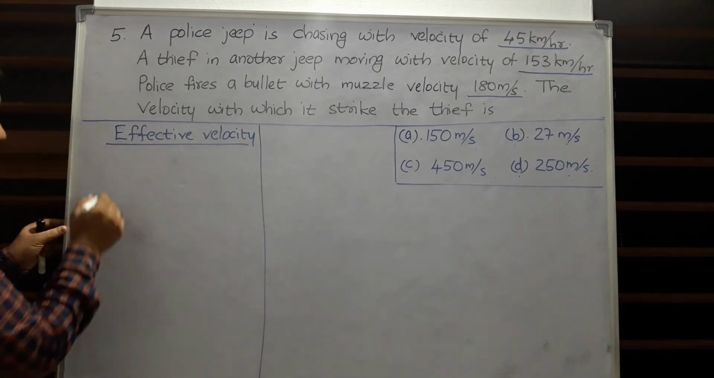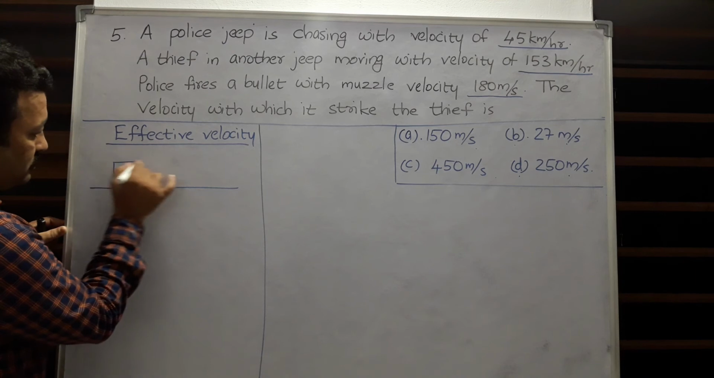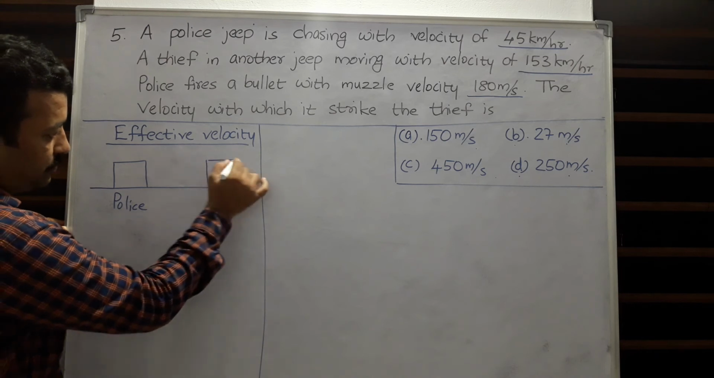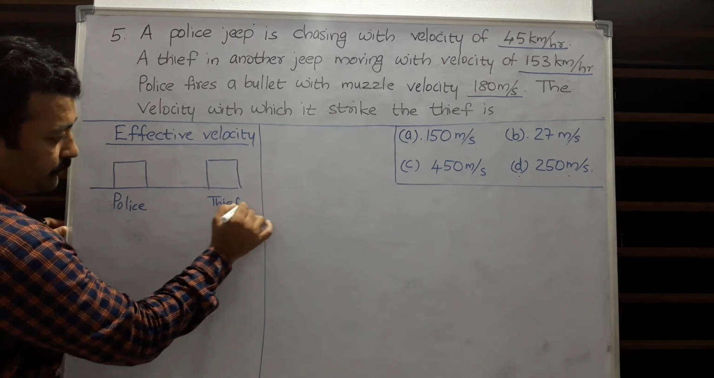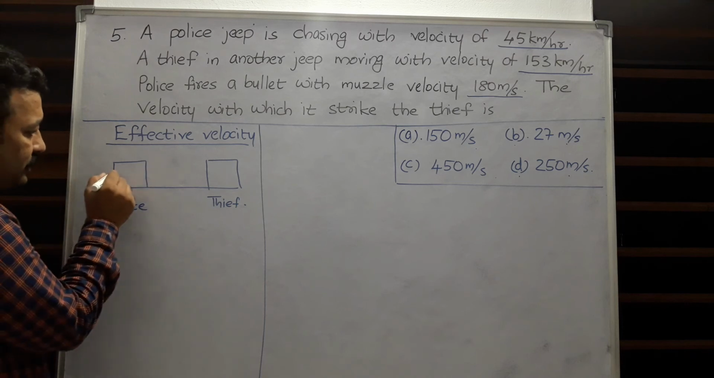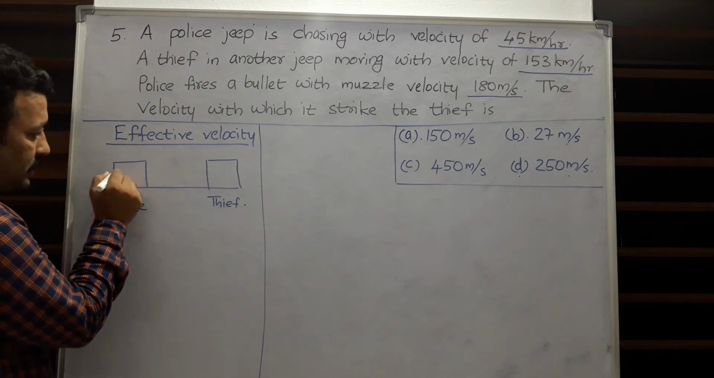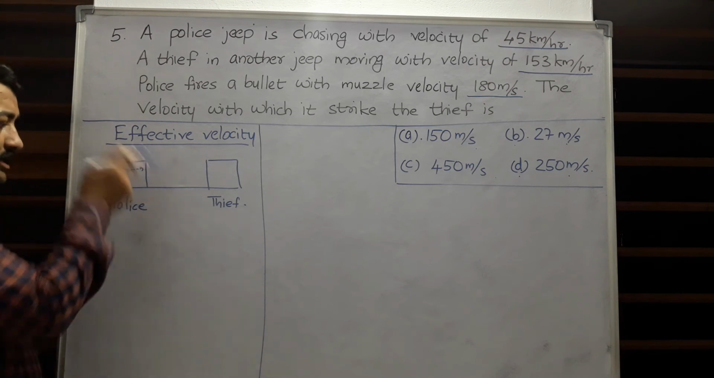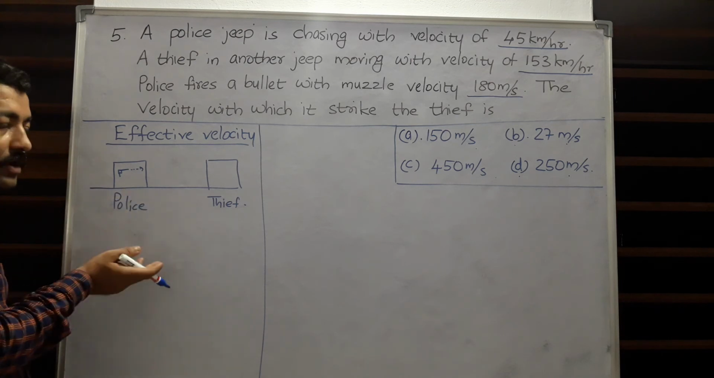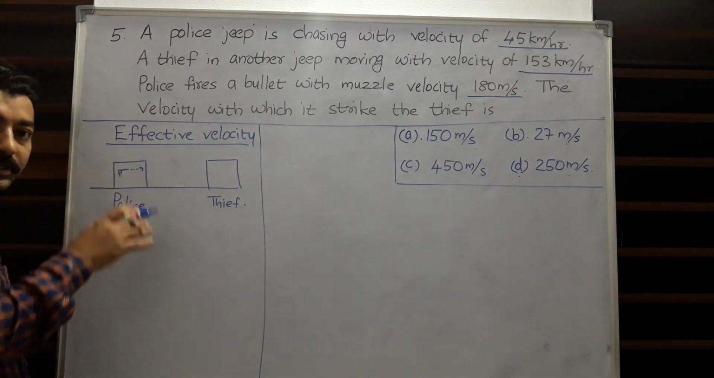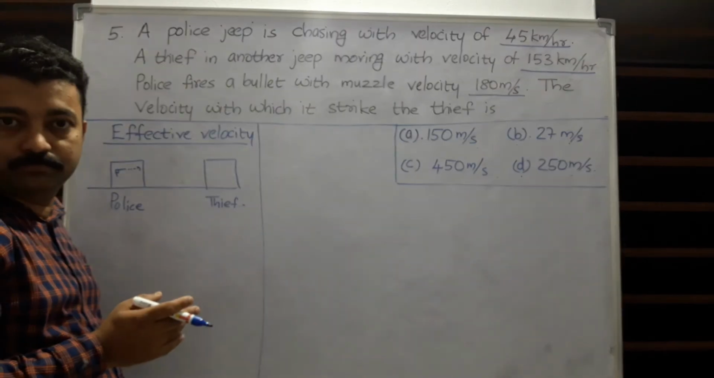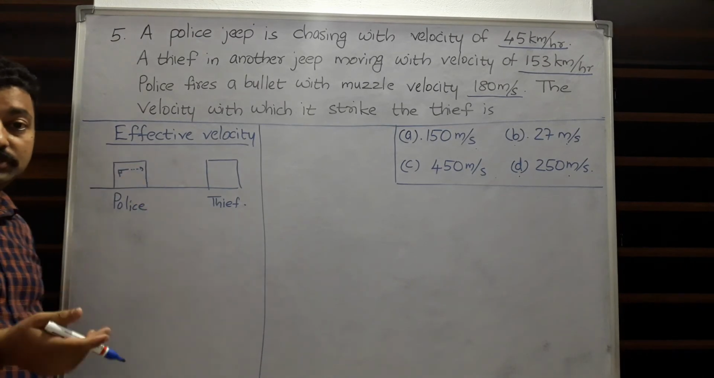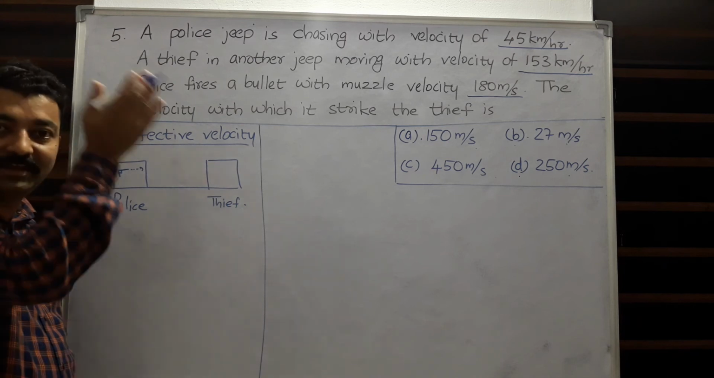First, imagine we have a jeep of the police, and this is the jeep of the thief. Within the police jeep there is a gun from which a bullet is fired. So the gun is within the police jeep. What should the gun also have? The gun will automatically have the velocity of the police jeep. We can say that is the inbuilt or default velocity of the gun, because it is carried by the police jeep.